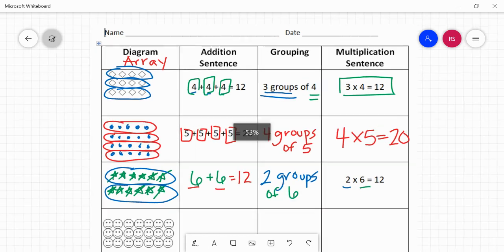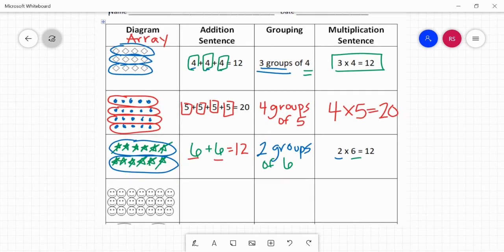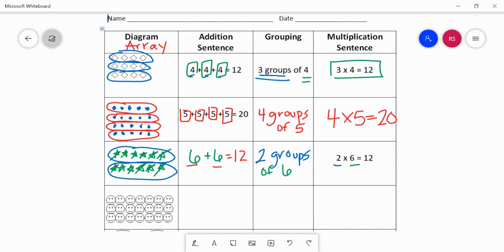Awesome job, guys. I encourage you to go ahead and try the last one on your own. I want you to take a look at the smiley faces. Count how many rows you have, how many are inside of each row, and then go ahead and write a multiplication sentence to represent that array. And if you want to, you can also show your repeated addition.